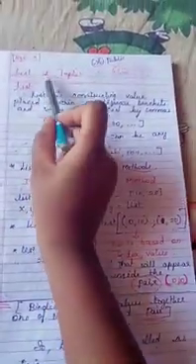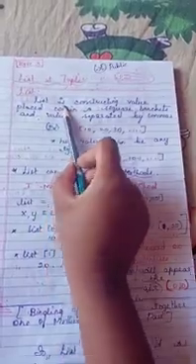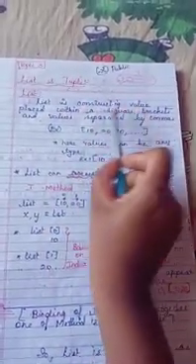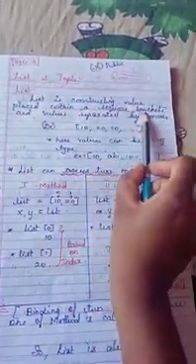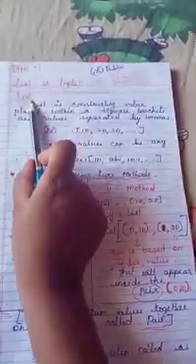The next topic is list and tuple. A list is a collection of values placed within a square bracket, and the values are separated by commas.